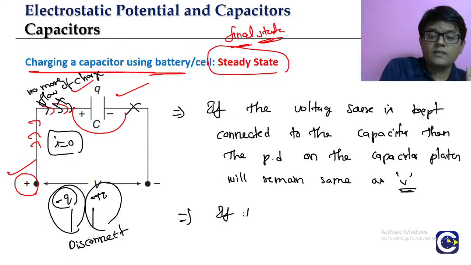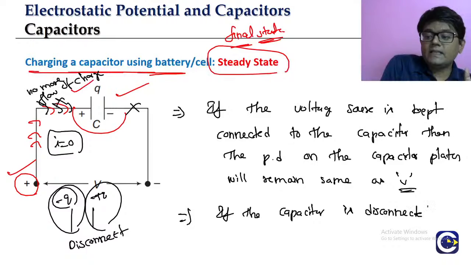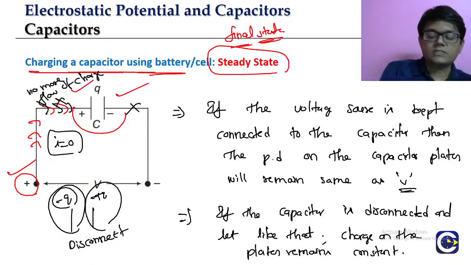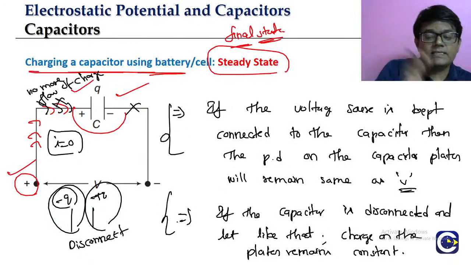So if the capacitor is disconnected and left like that, what is it? Charge on the plates remains constant. Okay? Charge on the plates remains constant. Remember these two points, because these points will be useful in the next set of discussion.